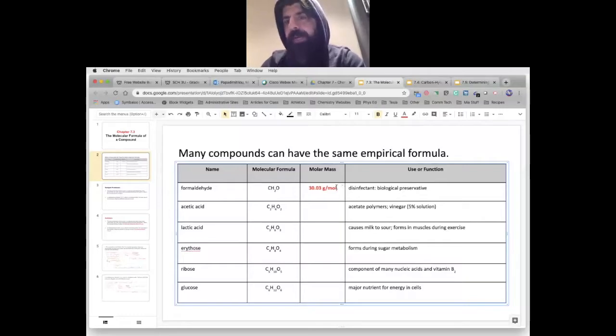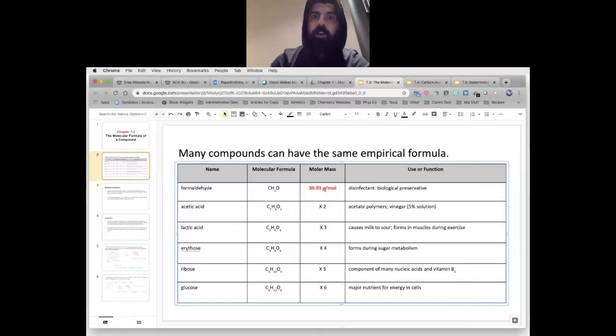If I find the coefficient that allows me to go from this empirical to this, to the acetic acid, this acetic acid is a multiple, we would multiply by 2. This one here, we would multiply by 3. This one, we'd multiply by 4. This one, we'd multiply by 5. And this one, we'd multiply by 6. Because this one here with 6 has been multiplied by 6.